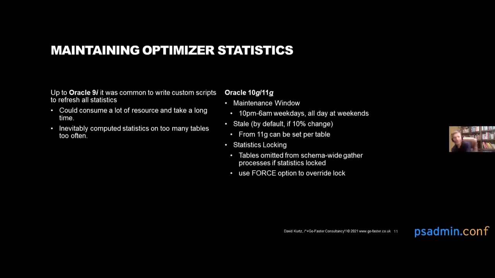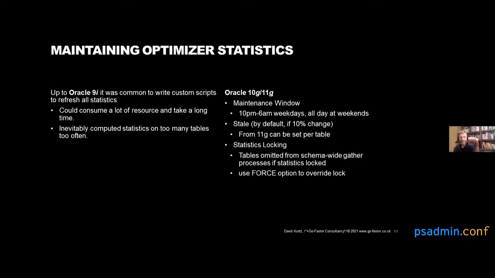So by default, the maintenance window runs weekdays. That's not right. It should be 10 till 4. It's only 6 hours at weekdays now. And it runs all weekend. And it only collects statistics on tables that are stale. And a table is stale if there is 10% change. So they track the number of inserts, updates, and deletes, and they also track truncates. And if the table's either been truncated or if the change is 10% of the number of rows currently recorded in the stats, it's stale. And you can set that 10% standard at database level, and you can override it at table level from 11g.